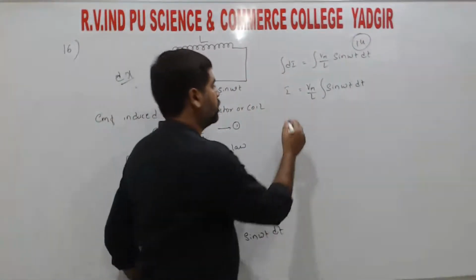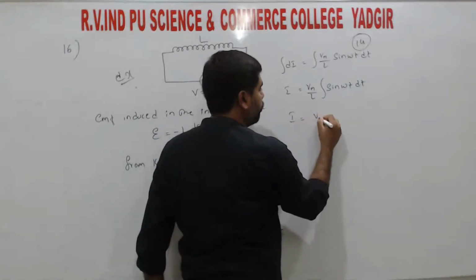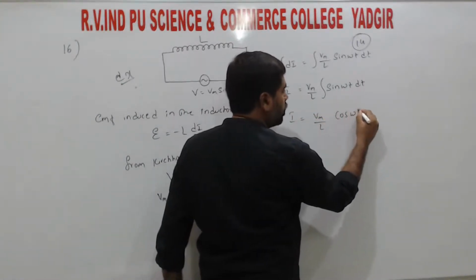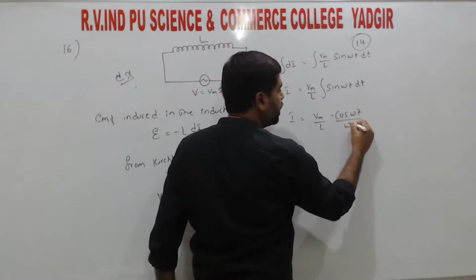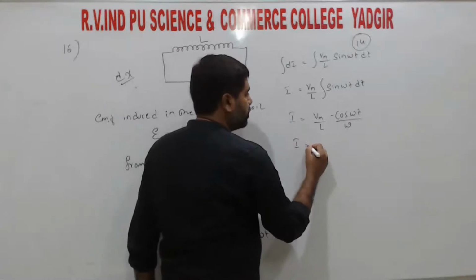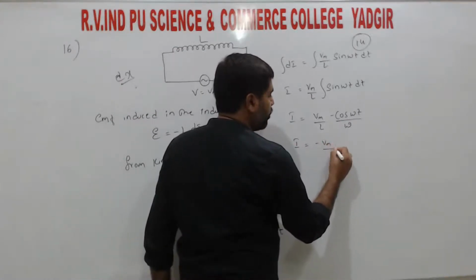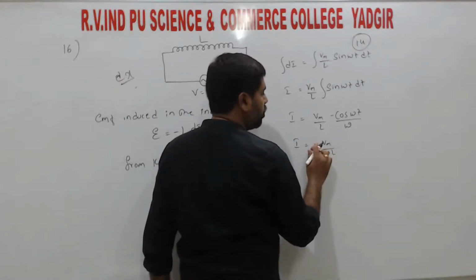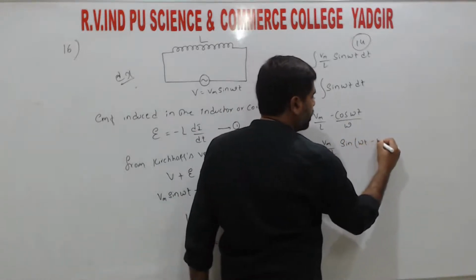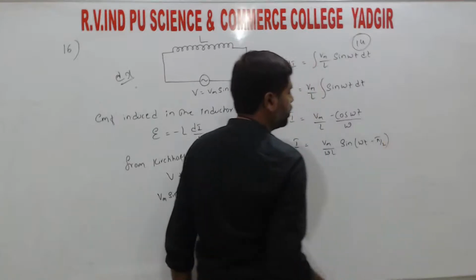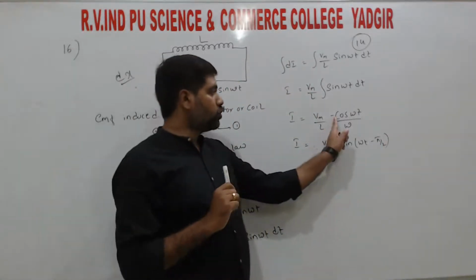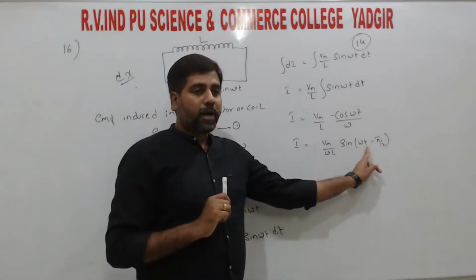Right? So I is equals to Vm by L. So integration of sin omega t is minus cos omega t divided by omega. Right? So I is equals to minus Vm by omega L cos omega t, or we can write this as sin of omega t minus pi by 2. Right? So minus cos omega t we can write as sin of omega t minus pi by 2.